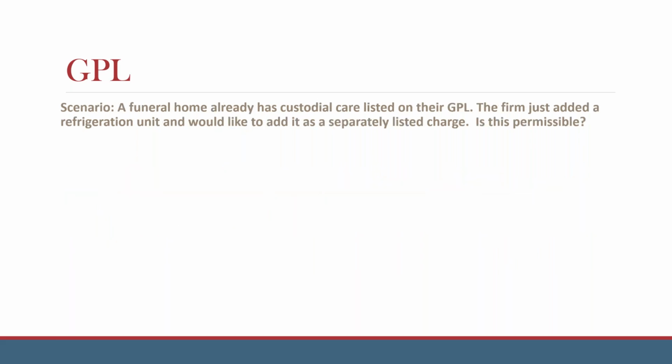And our last question, not our last question, our last scenario, sorry. A funeral home already has custodial care listed on their GPL. The firm just added a refrigeration unit and would like to add it as a separately listed charge. Is this permissible?